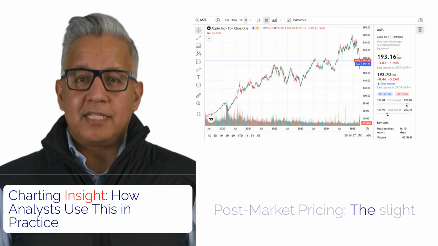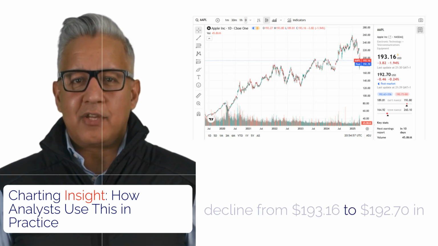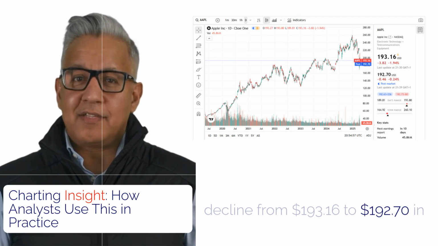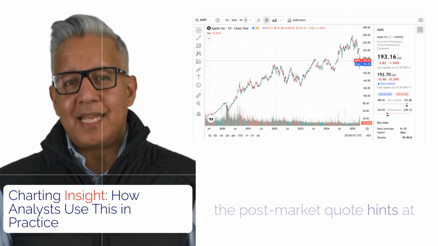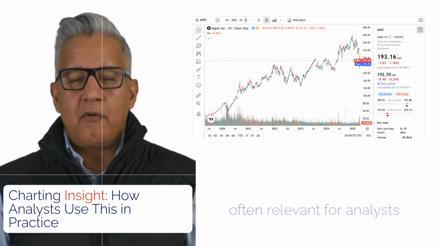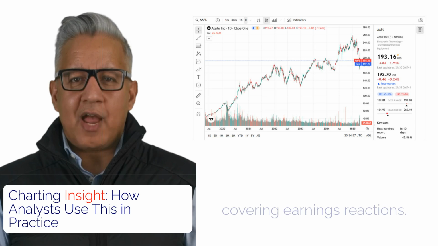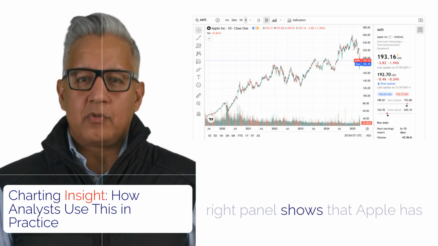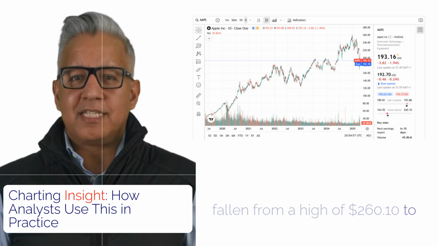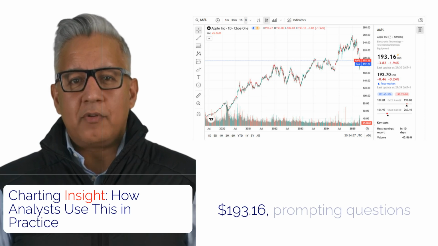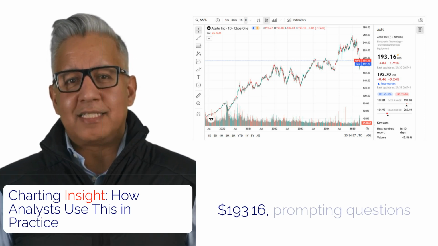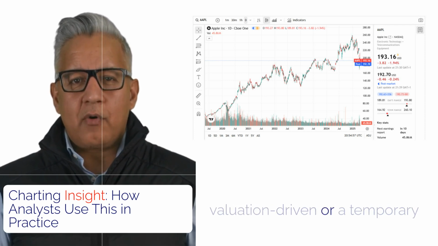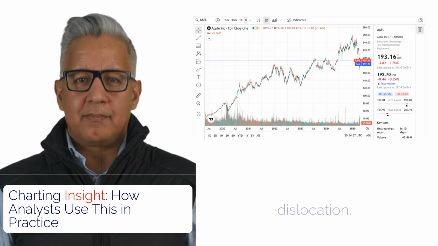Post-market pricing, the slight decline from $193.16 to $192.70 in the post-market quote hints at continued bearish sentiment, often relevant for analysts covering earnings reactions. 52-week contextualization. The right panel shows that Apple has fallen from a high of $260.10 to $193.16, prompting questions about whether the sell-off is valuation-driven or a temporary dislocation.